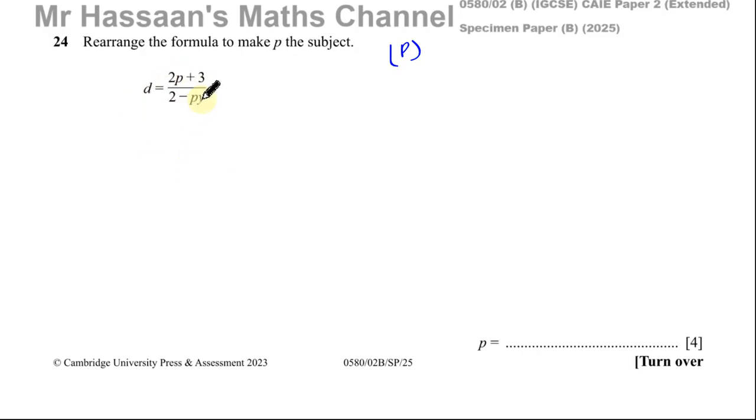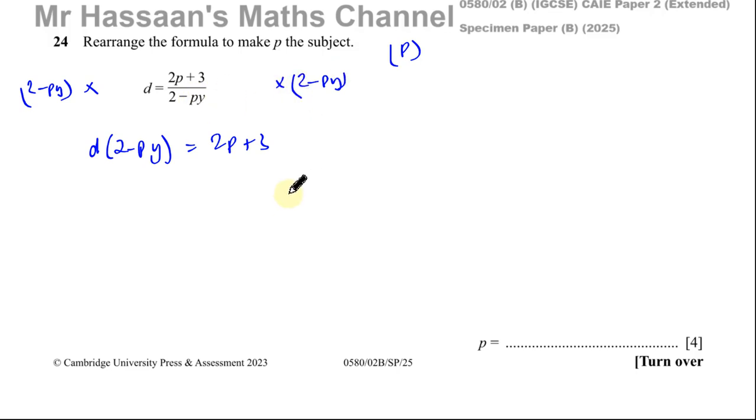So the first thing I would do is multiply both sides by 2 minus py. Not one side, but both sides. In this case, you'll end up with d times 2 minus py, and here you'll end up with 2p plus 3. They will cancel out.